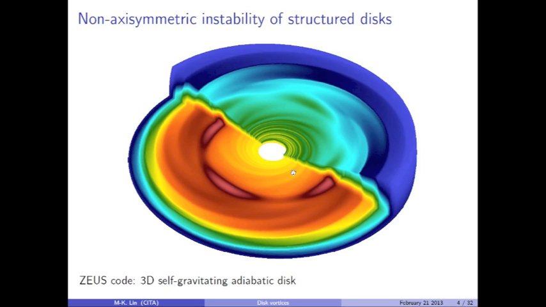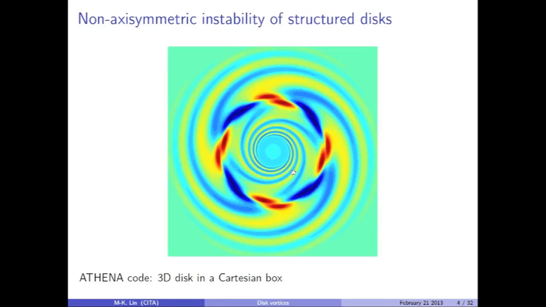Now, I've also done this simulation with Athena. So this is a three-dimensional stratified disk in a Cartesian box. And in this particular figure here, I've actually subtracted out the background density bump. So what you're seeing here is just the density perturbation. And this result here is actually quite consistent with the cartoon I showed earlier. So we have these two disturbances on either side of the bump interacting with one another, which destabilizes the system.